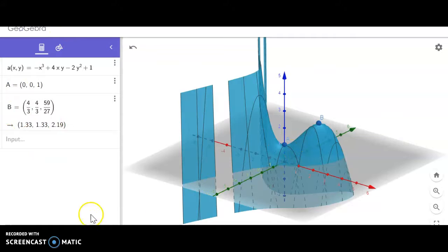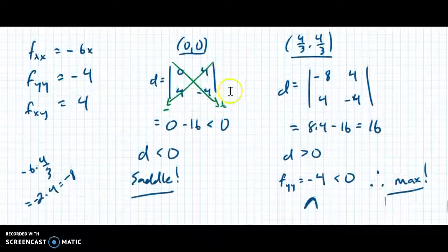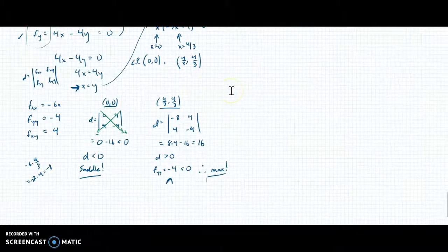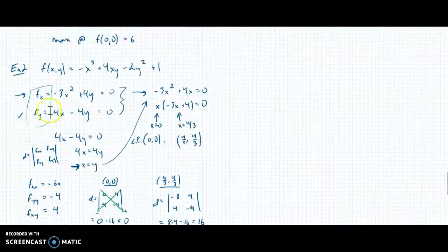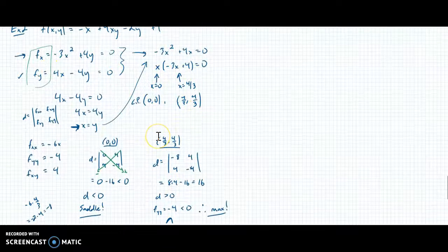Anyway, hopefully you can see that what we just did shows up graphically, and you understand how to do these second partials test questions. And next time I see you, we're going to talk about why.